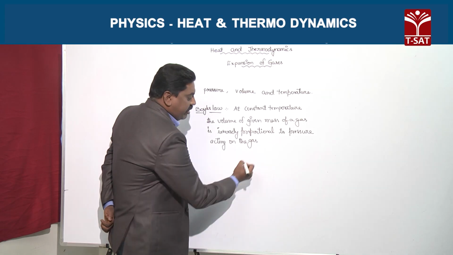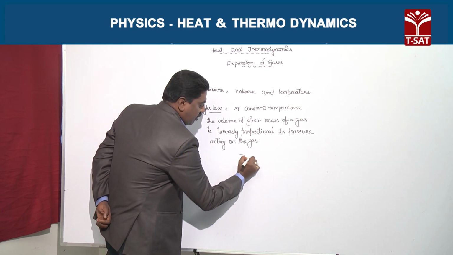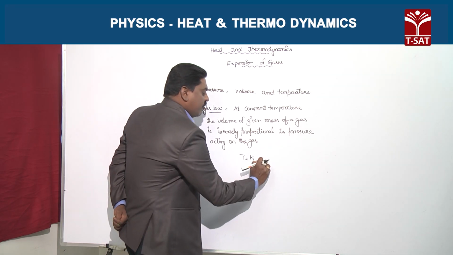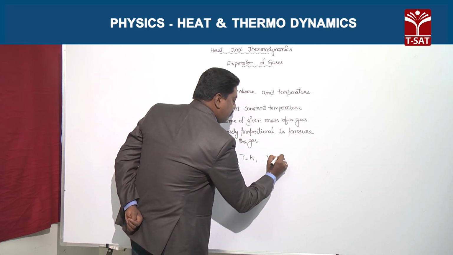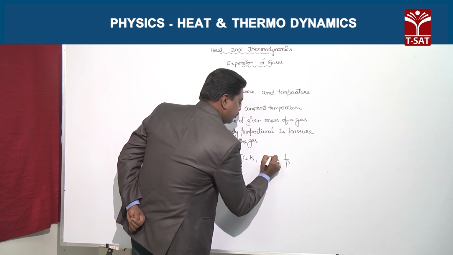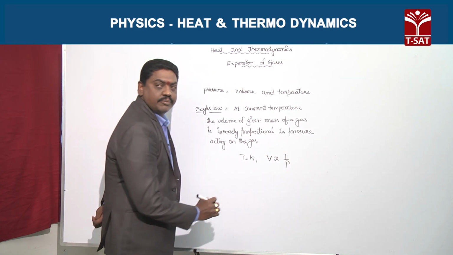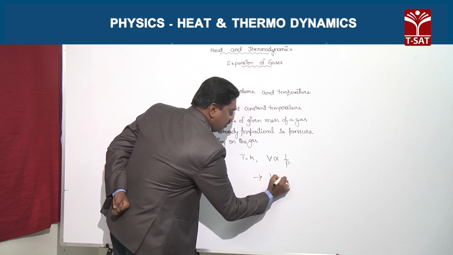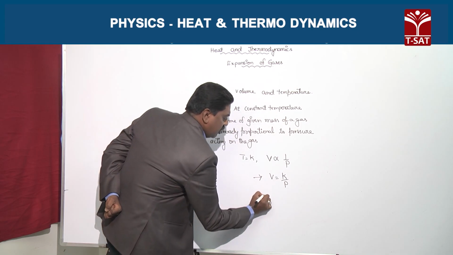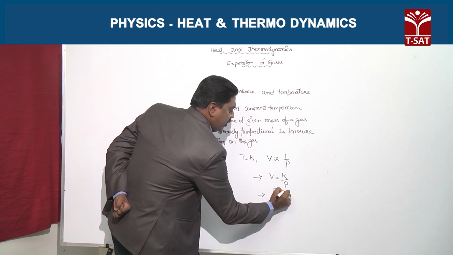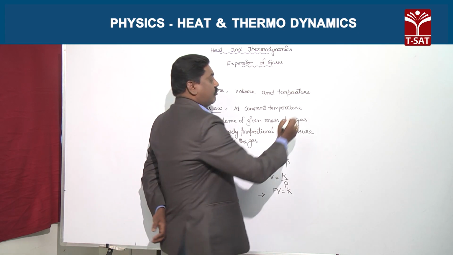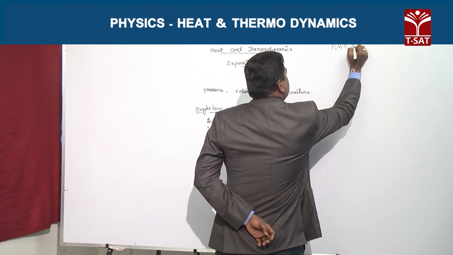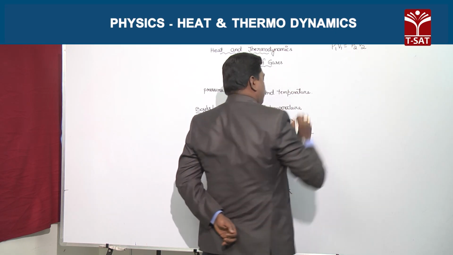The above statement can be written as: when temperature is kept constant, the volume of a given mass of a gas is inversely proportional to the pressure, V proportional to 1 by P, which implies V equals K by P, which we can write as PV equals constant, from which we get P1 V1 equals P2 V2.